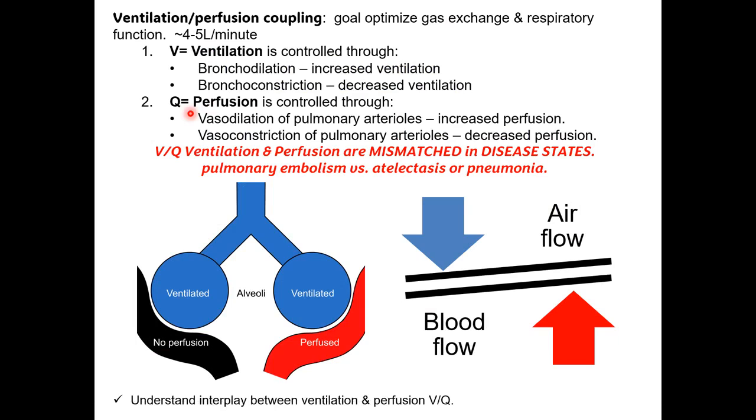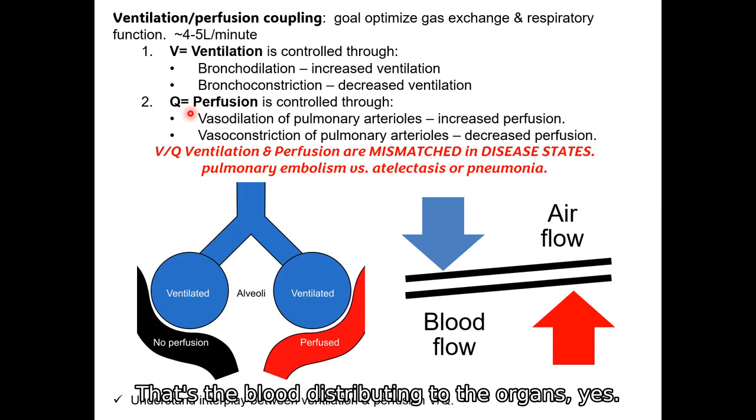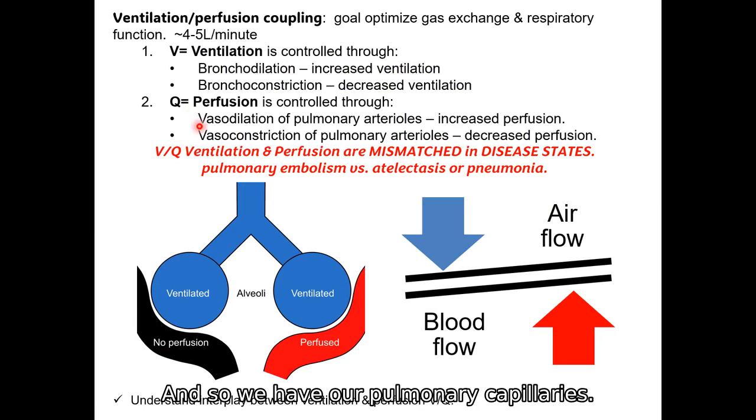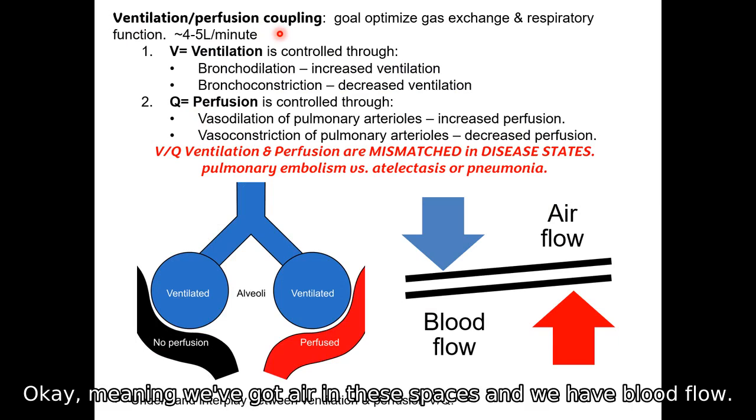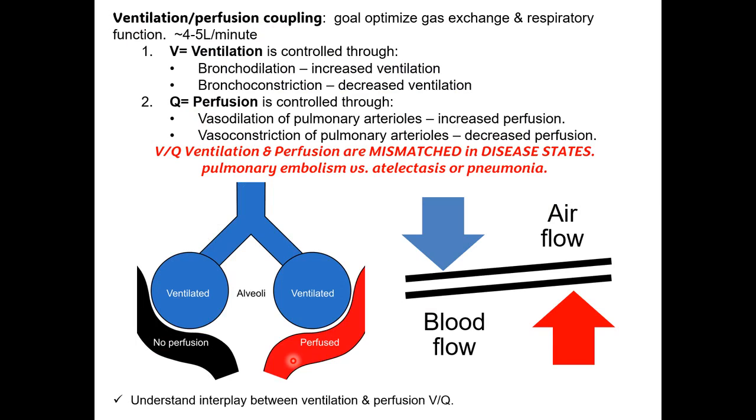That's the air distributing to the organs. That's the blood distributing to the organs, yes. And so we have our pulmonary capillaries. And there's ventilation-perfusion coupling. When someone is in a state of health, those two things are matched. Meaning we've got air in these spaces and we have blood flow.